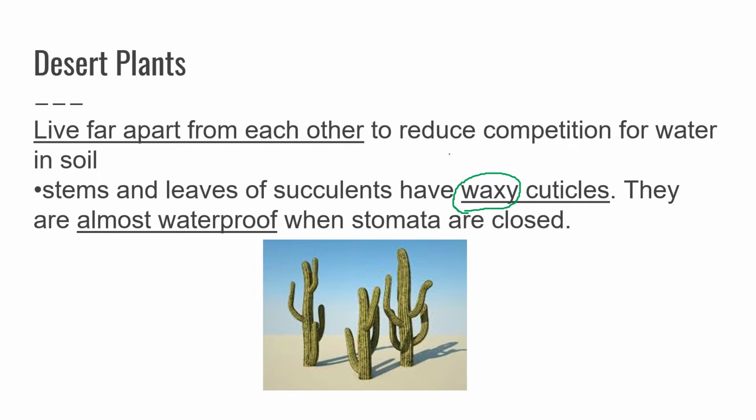That's kind of the same thing that these waxy cuticles do. It's like a thick, waxy covering that covers the leaves and the stems so that they are almost waterproof when the stomata, the little pores on the sides of the leaves and stems, are closed. So these waxy cuticles act very much like Neosporin or Vaseline, or petroleum jelly, you may call it, in that they don't allow water to get in, but they also don't allow water to get out, which is important.